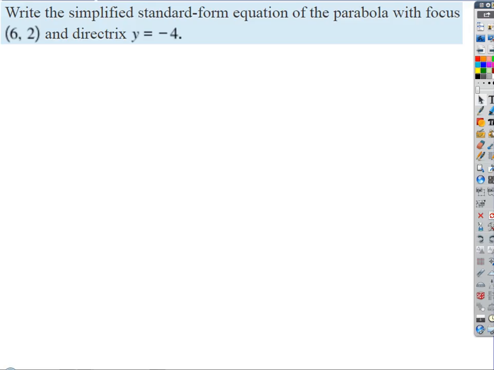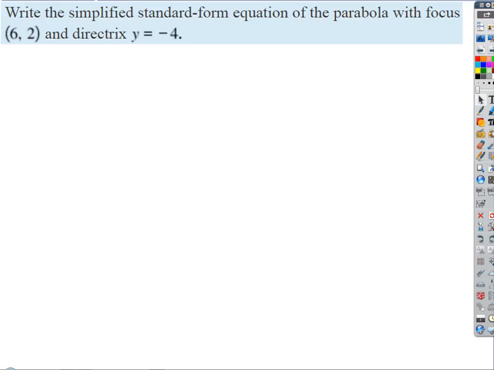So what are we going to do here? We want to write the simplified standard form equation of the parabola with focus at the point (6, 2) and directrix at y equals -4. Okay, so let's think about this for a second. What are some things you'd want to know about or focus on before you start doing this problem?